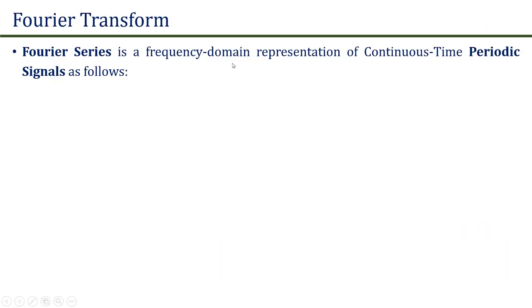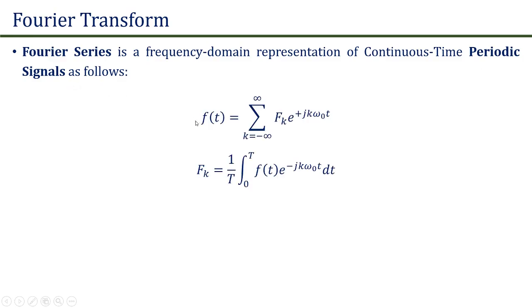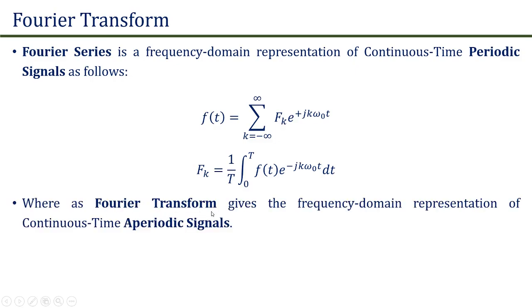Fourier series is a frequency domain representation of continuous time periodic signals, which is given as f(t) = summation from k = minus infinity to plus infinity of F_k e^(+jkω₀t), where F_k = (1/T) integral over the time period of the signal f(t) e^(-jkω₀t) dt. Whereas Fourier transform gives the frequency domain representation of a continuous time aperiodic signal.